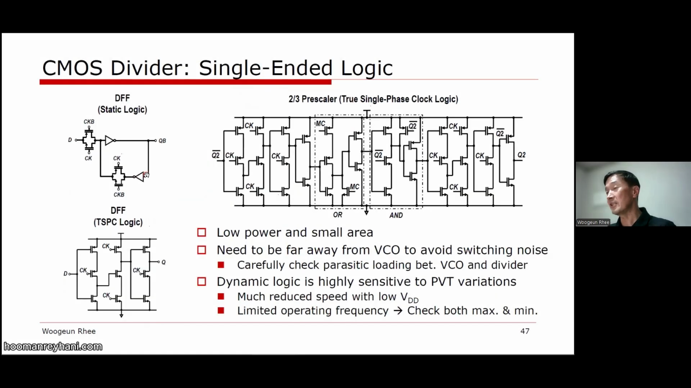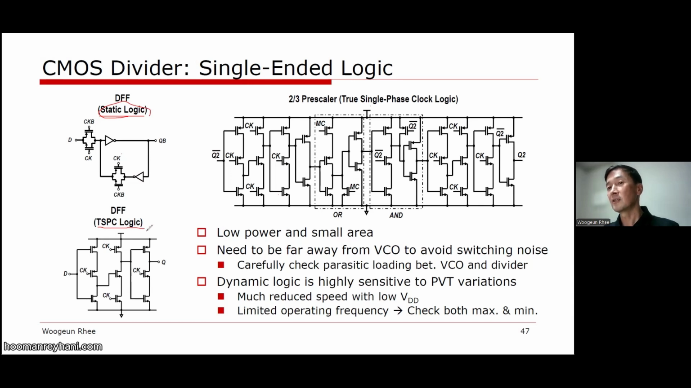So, CMOS divider, single divider. My conclusion is that I don't recommend it, do not use it. If you want to use it, just use static logic. If you want to design any divider for a product, use static logic. If you want to use dynamic logic, true single-phase clock logic is the most reliable one because you don't need a clock bar.